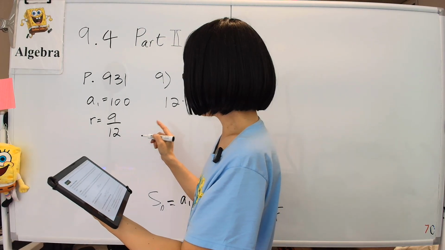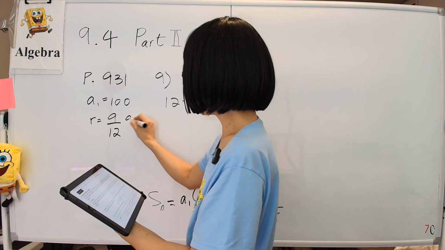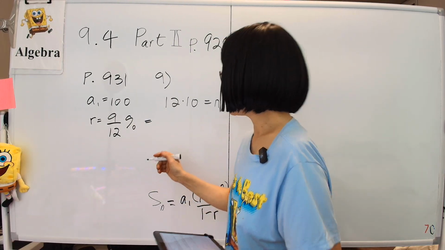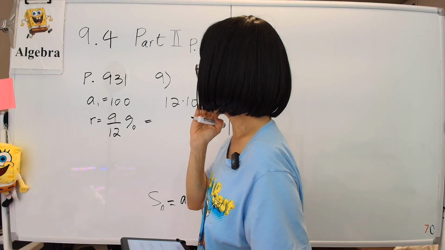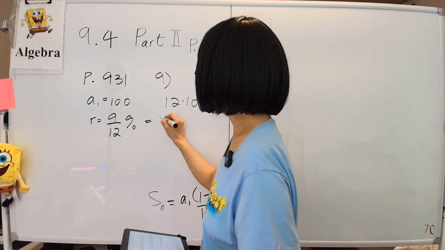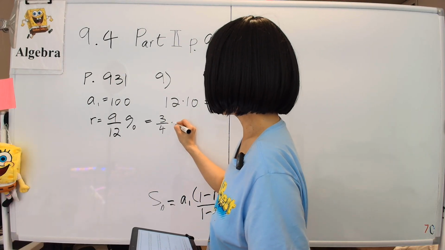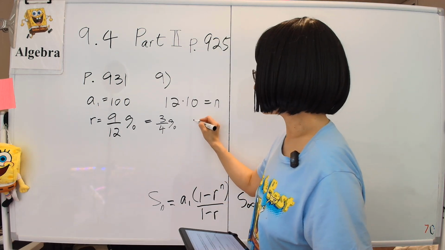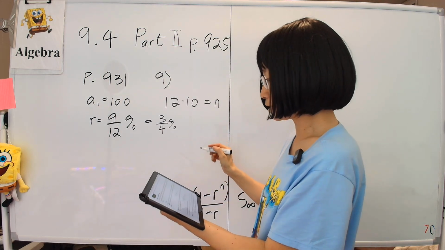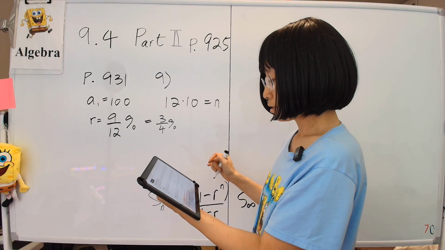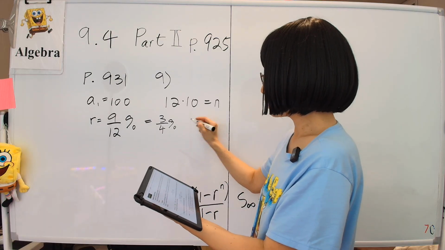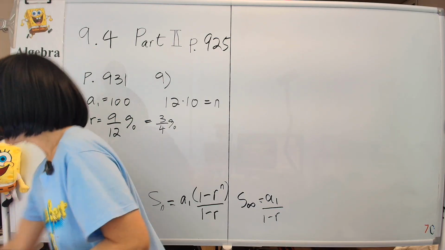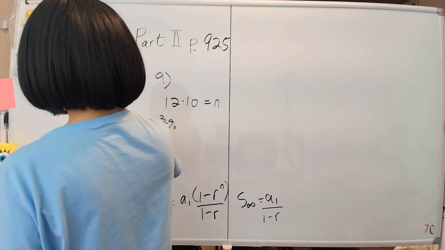that's the interest percent. That equals, well, 9 divided by 12 is 3/4. 3/4%. That's the monthly interest rate, which means each month the interest rate would be 3/4. This isn't R, this is just the interest rate.